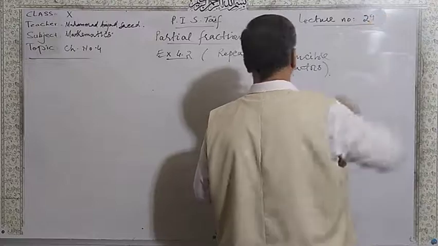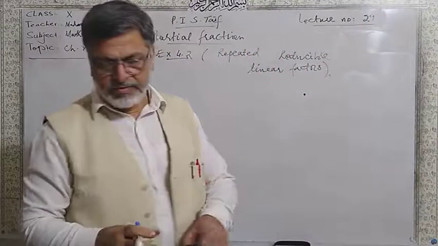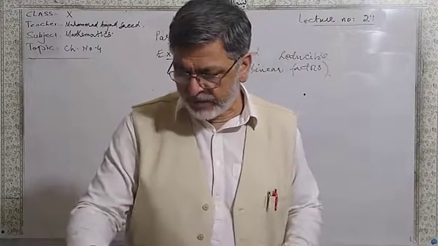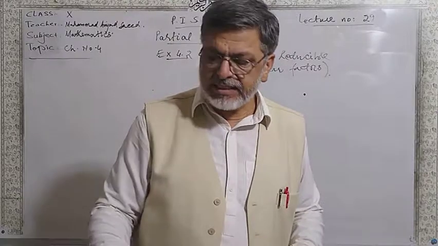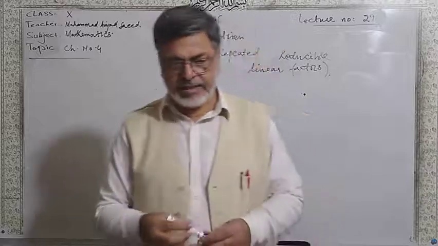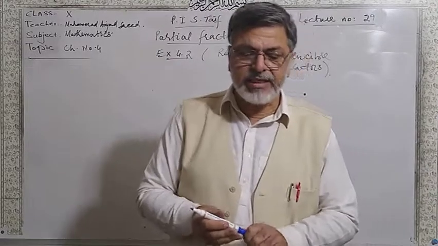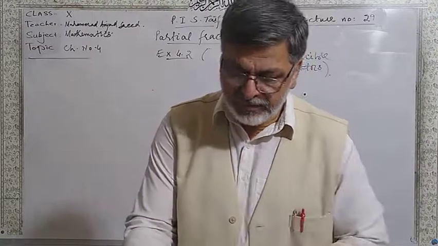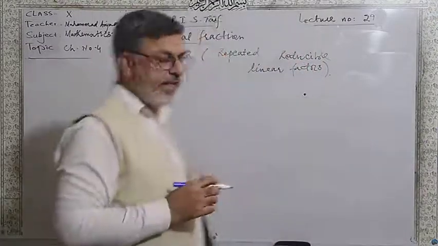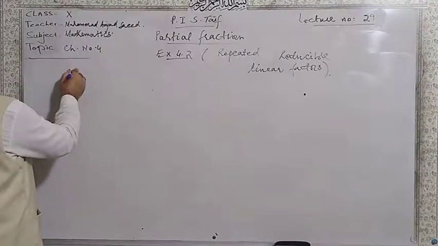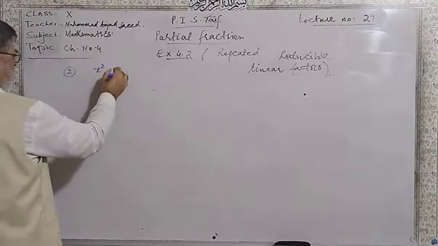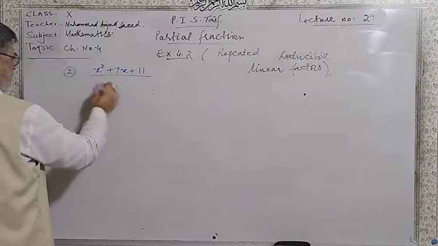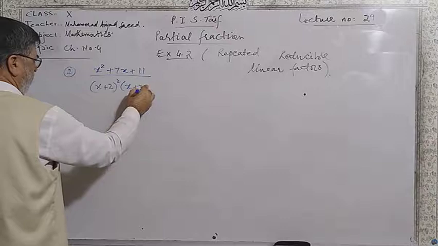This is your lecture number 29, and we will continue our question number 2 from exercise 4.2. In exercise 4.2, I told you already that we have repeated linear factors. That was (x square plus 7x plus 11) over (x plus 2) whole square into (x plus 3).